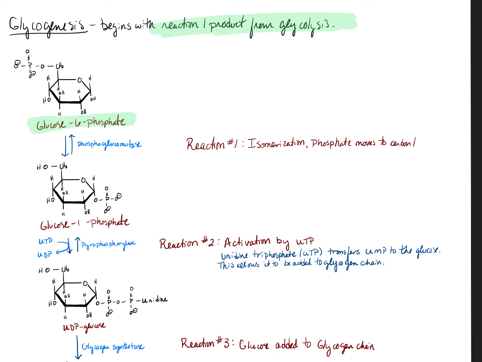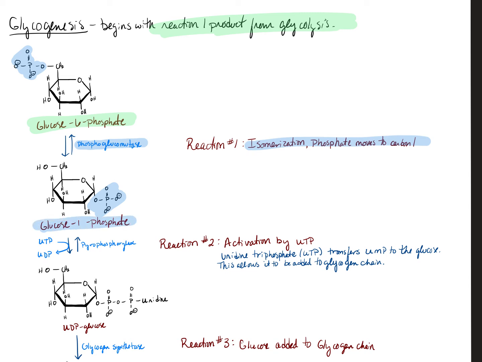So in another world, in making glycogen, we're going to instead use phosphoglucomutase, which is an isomerization enzyme, and the phosphate is going to move over to carbon number 1. So the phosphate from over here is going to come down and move over here. And so now we have glucose 1-phosphate.